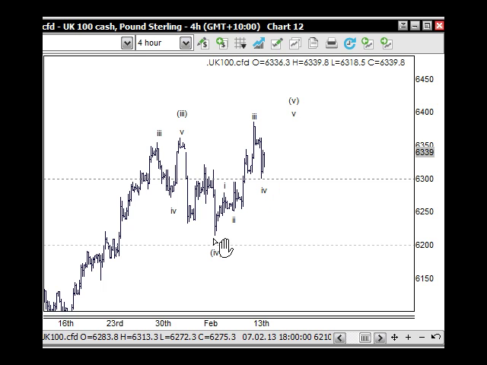Now this can still be a B wave up through here as well, in terms of an ABC, for the A wave, a B wave and a C wave here.